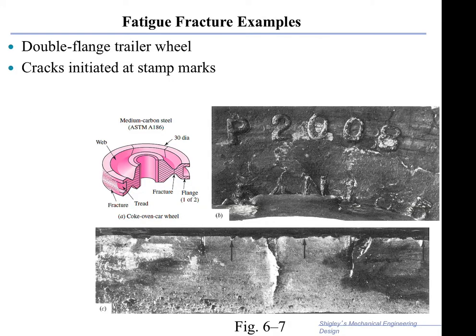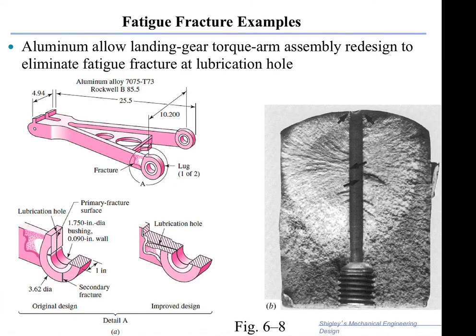Another example here is a double flange trailer wheel. But note here that stamp marks are points of stress concentration, and in fact it turned out that these points have led to the initiation of cracks in the flange, and you get a fracture here and another fracture here as a result of these stamp marks on the components.